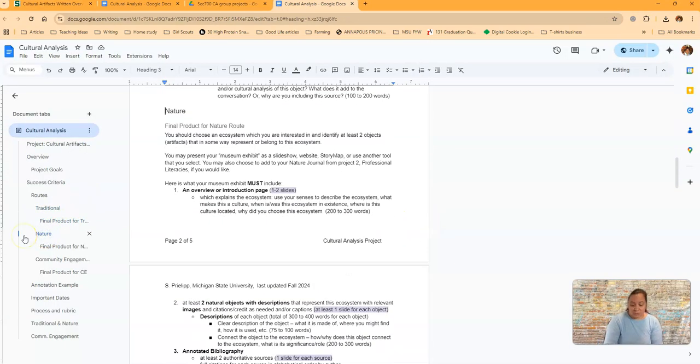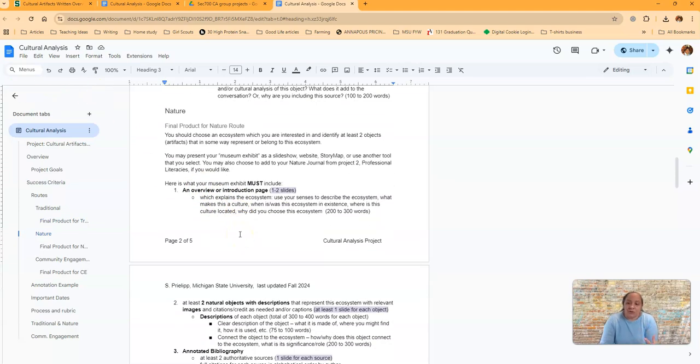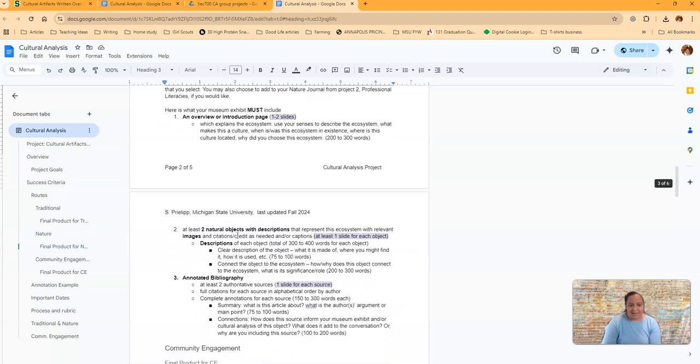For the nature route, you're going to do a very similar type of project. It is also going to be that kind of museum exhibit with objects that relate to the ecosystem or the geographic or natural community culture that you are thinking about. So it's going to look very similar in that it's going to have that overview, which explains that ecosystem.